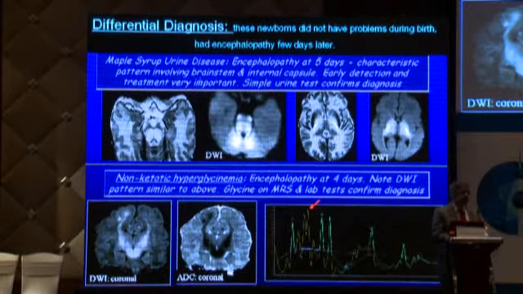I just want to go through the differential diagnosis that we have, and I'm going to show you 6 cases. I have enough time, right? Yeah, you have 10 minutes.